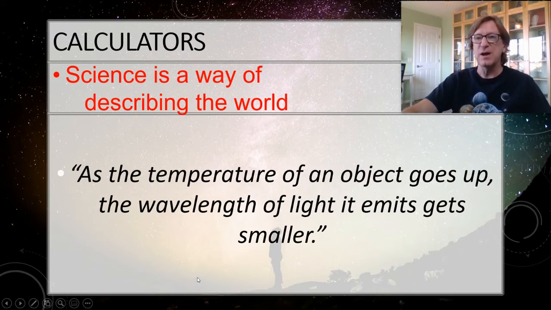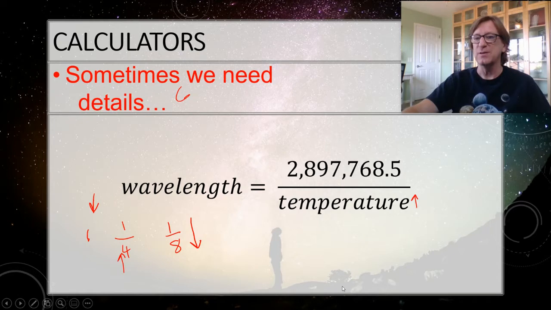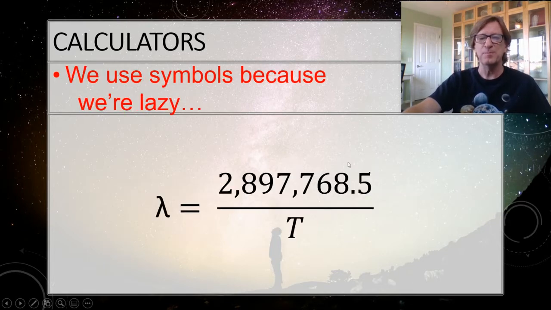The reason we write it in this form is because scientists are lazy. Do you really want to write down all of this, or would you rather put it in this short form right here? This particular number right here is called a constant, and it shows how much of the relationship there is. It allows you to get details, because sometimes we need the details. If I know specifically what my temperature is, I can take 2897768.5 and divide it by the temperature, and that gives me the wavelength. What we're going to do in class a lot of times is the opposite: solve this equation for temperature. Once I measure the wavelength, I can figure out the temperature of the object, but we'll get there.